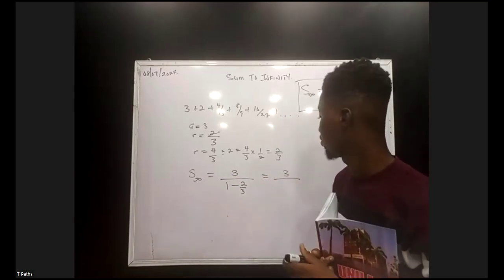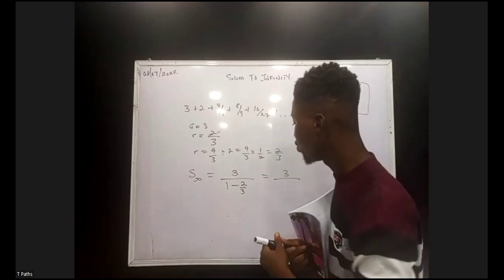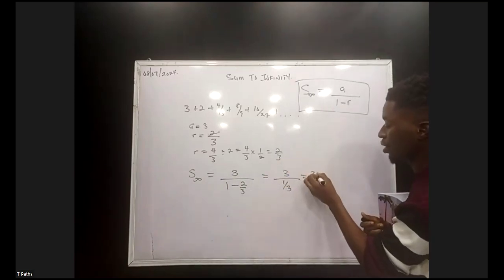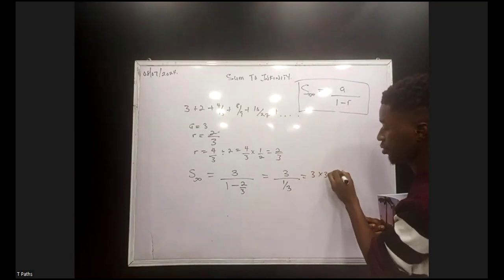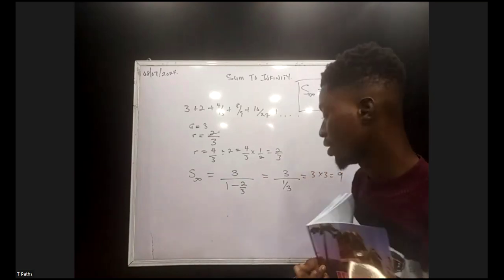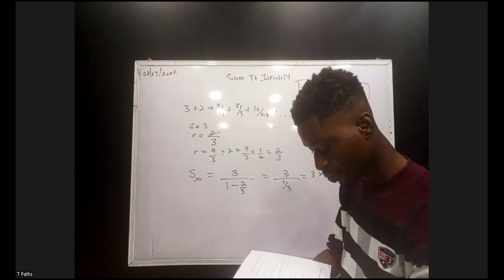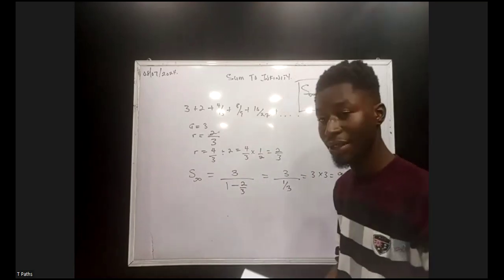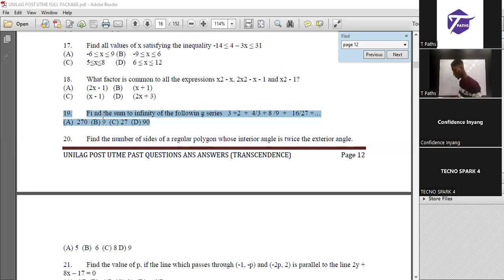So this should give me 1 over 3, right? If I bring this up, I should have 3 times 3, which is 9, right? So that tells us the answer is option B, which is 9. So let's take another question on that.